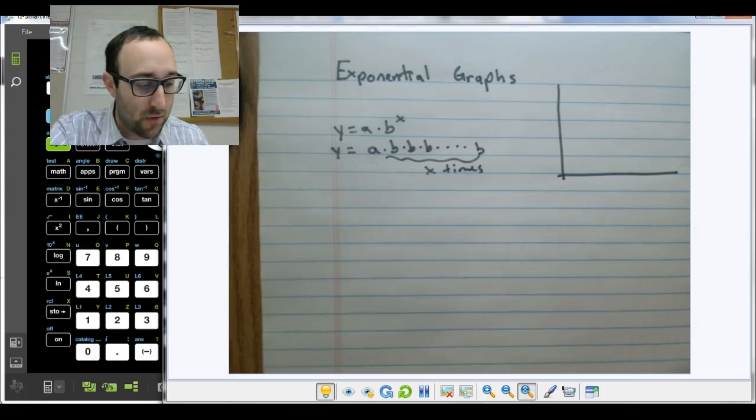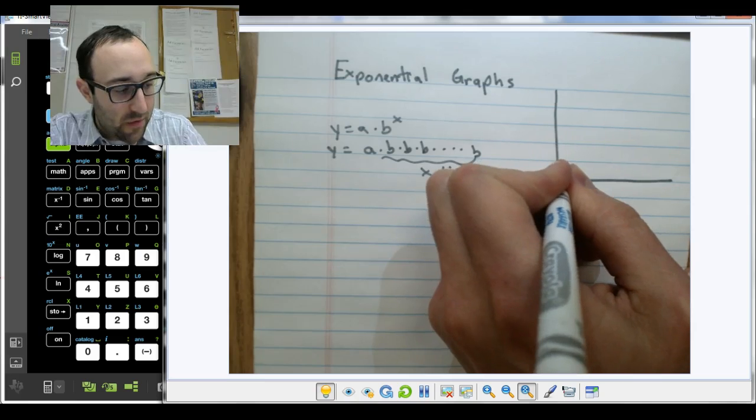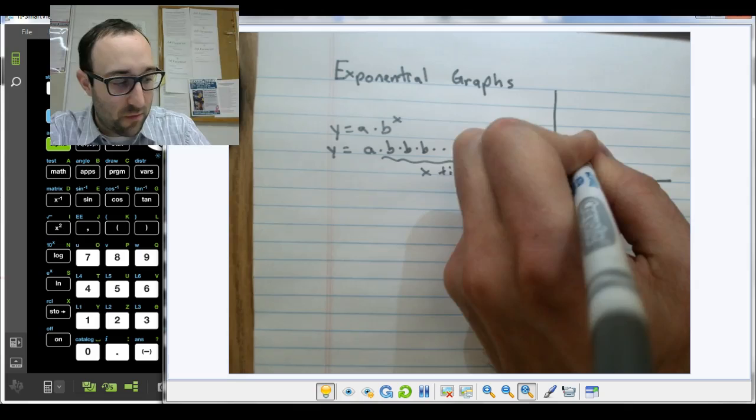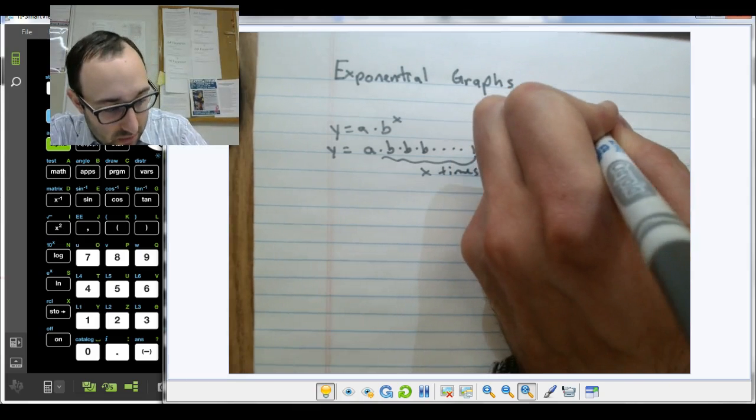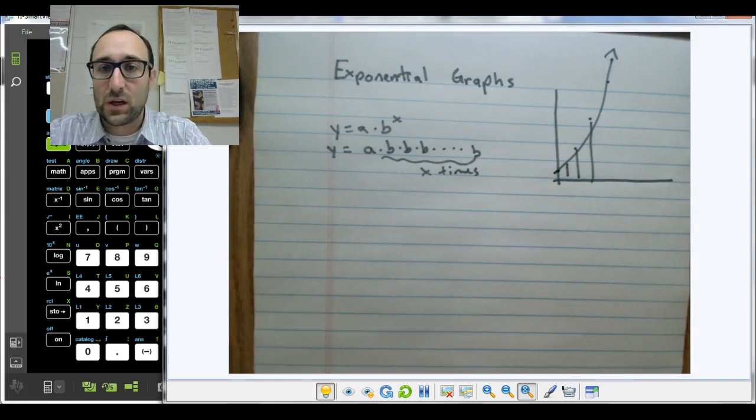If we're multiplying by a number that's larger than 1, what's going to happen is that I start here, and then I multiply it by b, which gets a little bit bigger. And I multiply that by b, so that's going to get even bigger. And I multiply that by b, it's going to get even bigger. I multiply that by b. So it really starts to grow really, really quickly.